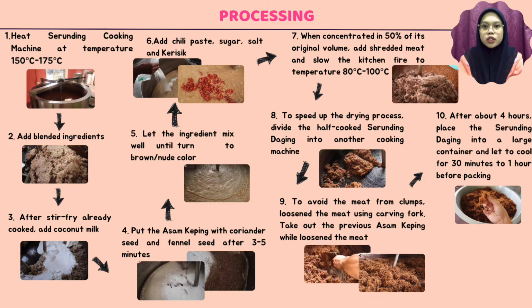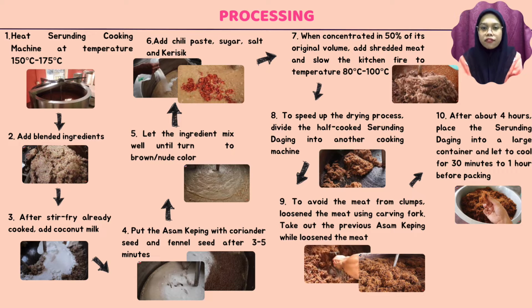Assalamualaikum, I'm Sabrina. I will proceed to the processing part of serunding daging. First, heat the serunding cooking machine to a temperature of 150 to 175 degrees Celsius. Then, add the blended ingredients. After the stir fry is cooked, add coconut milk. Next, put in the asam keping with coriander seed and fennel seed after 3 to 5 minutes. Let the ingredients mix well until they turn brown or nude color. Then add chili paste, sugar, salt and also curry seed.